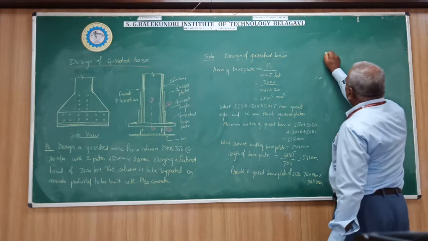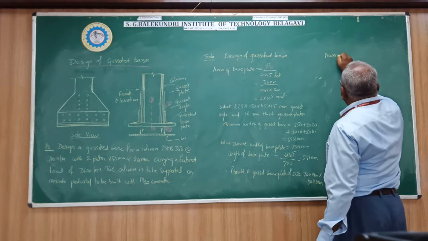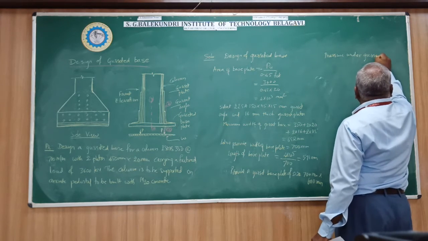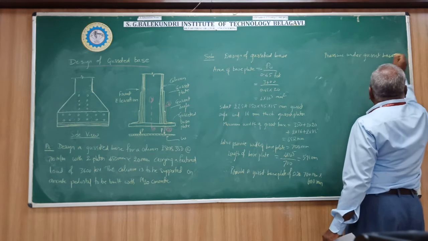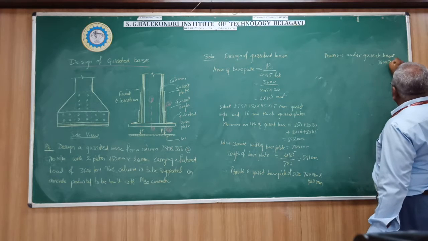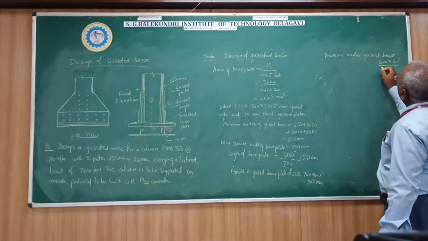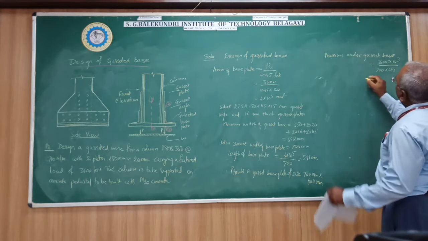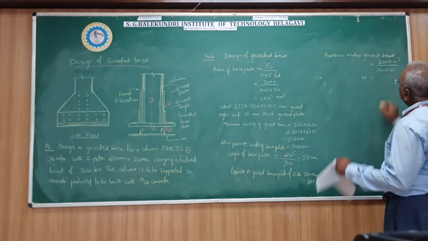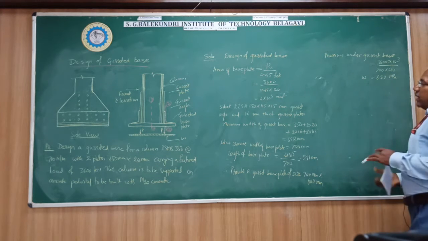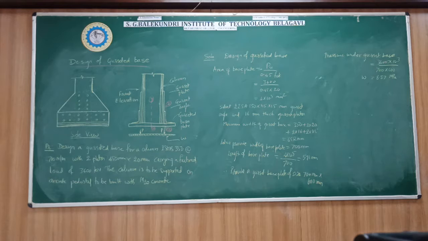So the pressure under the gusset base is equal to the load 3600 into 10 power 3 divided by the area of the base plate, 700 by 600. This is equal to W, and W is 8.57 MPa. So this is the upward pressure acting below the base plate.